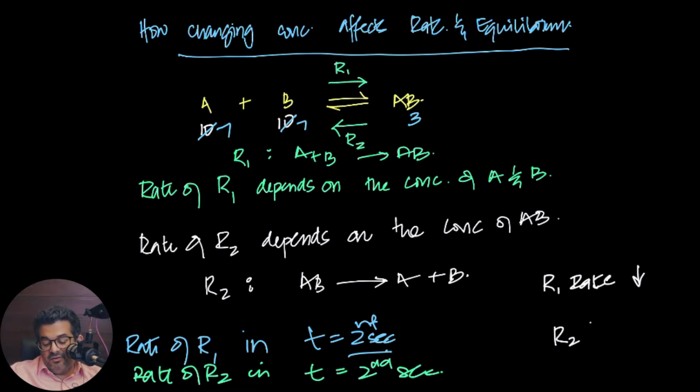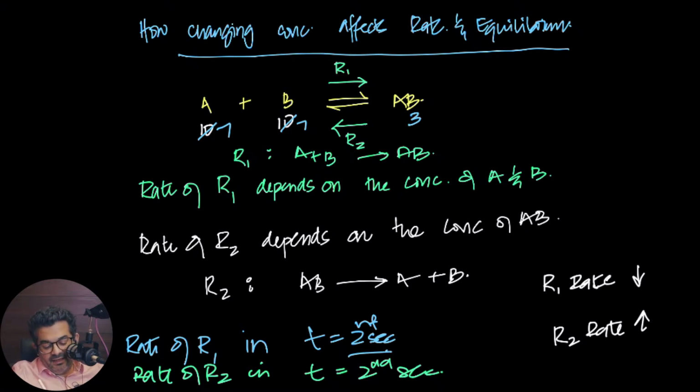So R1's rate decreases, R2's rate increases. And then we had mentioned that there will be a time where both the rates are exactly equal. And when that happens, you have formed an equilibrium, right? That's what we have discussed. Agreed? So far, you all get that?